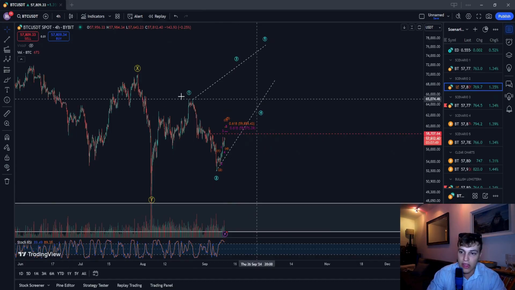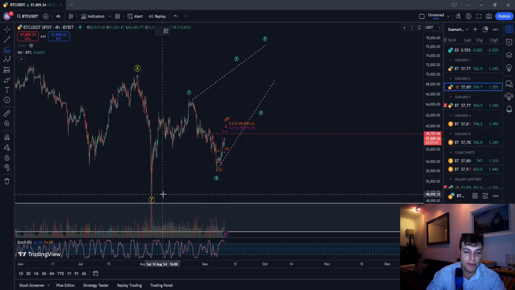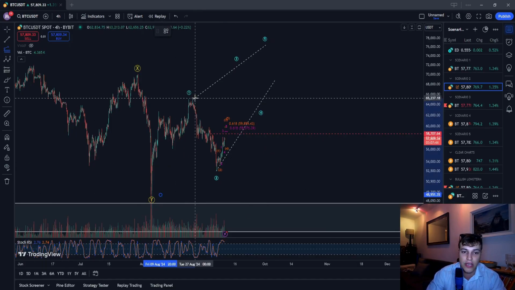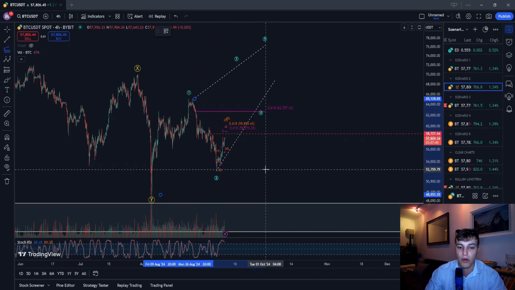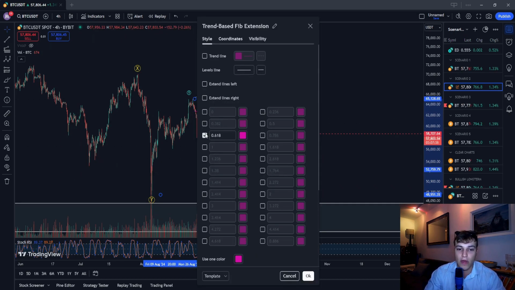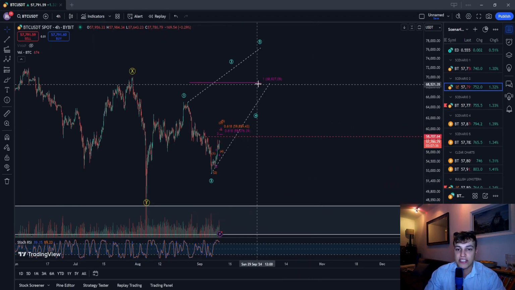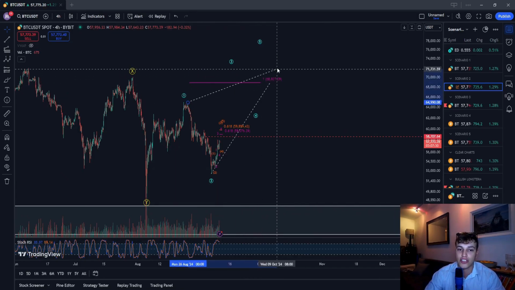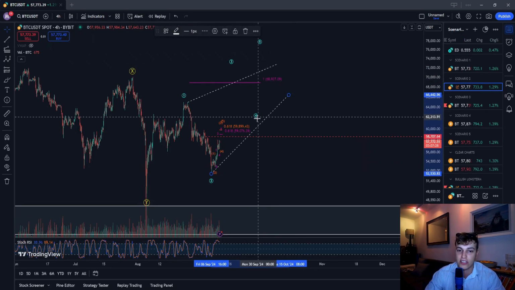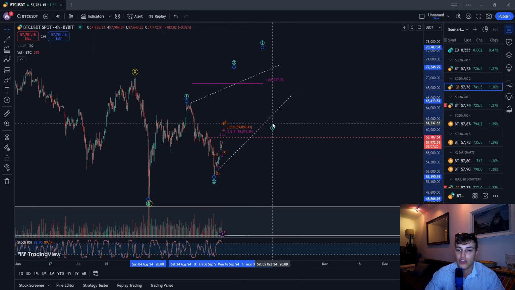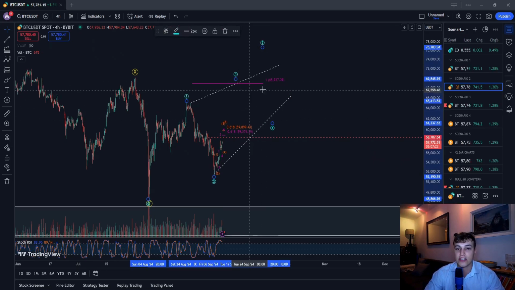Now, this target for this 3rd wave, if we measure a 1-to-1 ratio from the top of wave 1 to the bottom of wave 2, a 1-to-1 sits at the $68,937. Now, price is not allowed to touch that level. Let me just adjust this here for you guys.